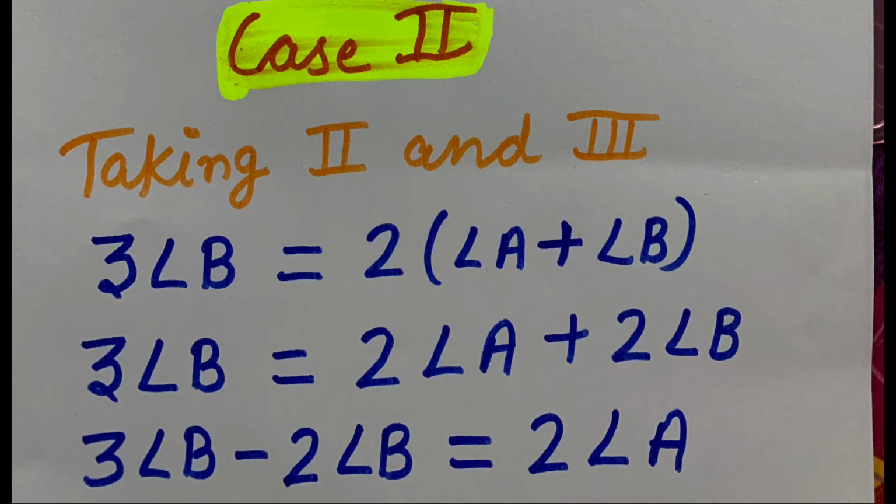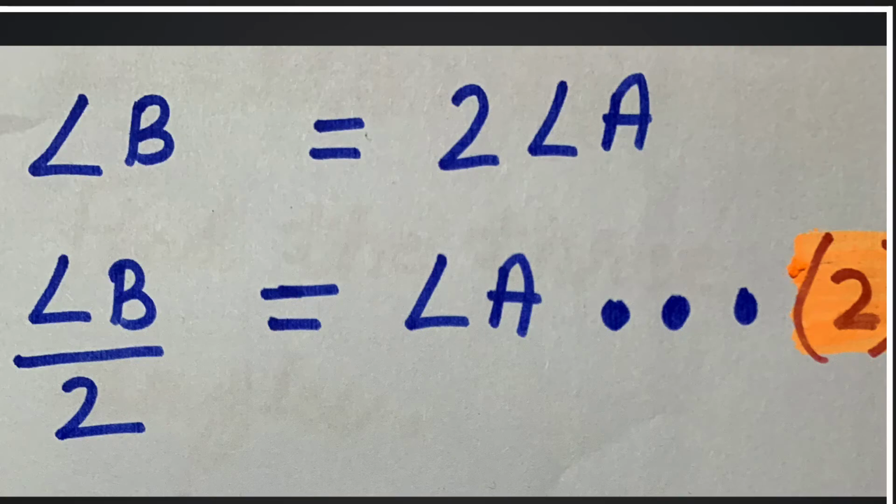Now in step third children, 2 angle B and 3 angle B: 3 angle B is on the left hand side and 2 angle B is on the right hand side. Both are like terms. So we shall shift 2 angle B from right hand side to left hand side and it will be converted into minus 2 angle B. So we are left with 3 angle B minus 2 angle B is equal to 2 angle A on the right hand side as it is. Now 3 angle B minus 2 angle B can be solved. 3 minus 2 is 1 angle B. There is no need to write 1. So angle B is equal to 2 angle A. This is our equation number 2.